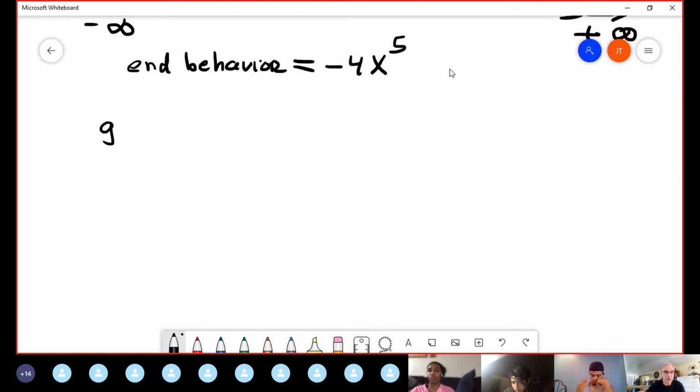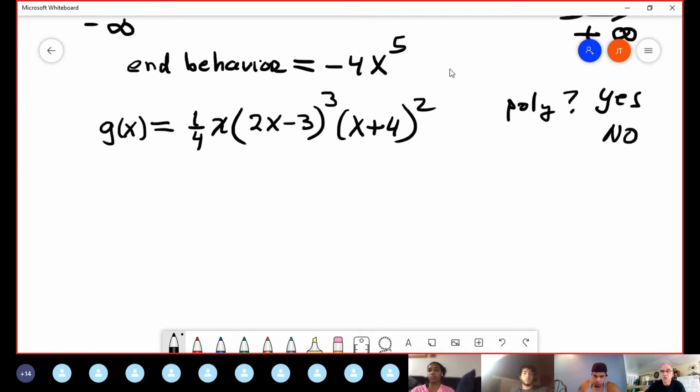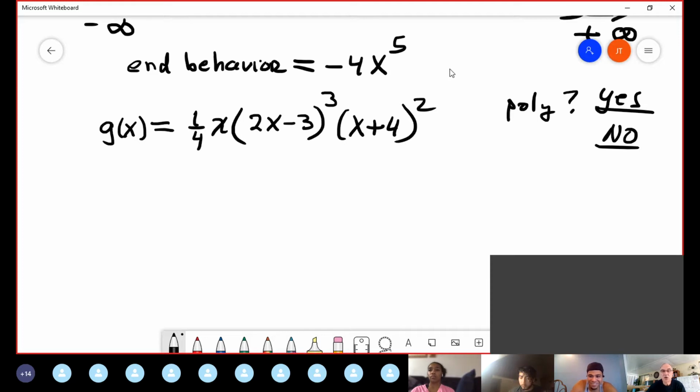Suppose another function I want to call g. G equals 1 over 4 x, parenthesis 2x minus 3 cubed, parenthesis x plus 4 raised to the second power. My question is, is it a polynomial, yes or no? What do you think? Yes or no? It is a polynomial. Yes.